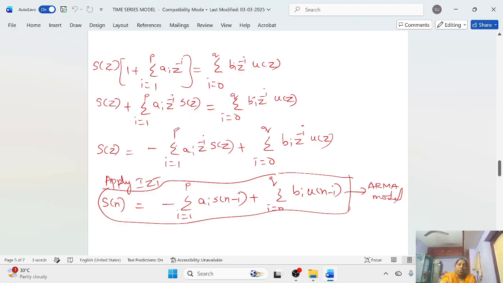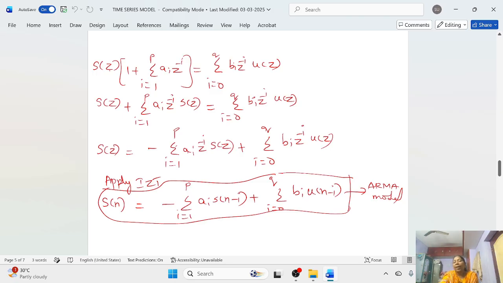we'll be getting the equation for the ARMA model as minus summation i equal to 1 to P, A_i S of n minus i, plus summation i equal to 0 to Q, B_i U of n minus i. So this transfer function, we call it the ARMA model. Here the assumption is the external noise is absent.